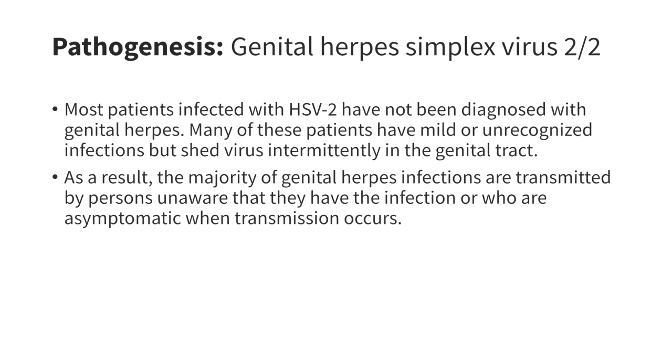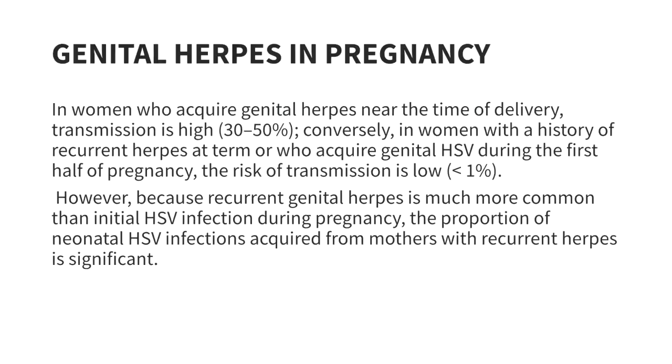Most patients infected with HSV-2 have not been diagnosed with genital herpes. Many of these patients may have mild or unrecognized infections, but they can shed virus intermittently in the genital tract. As a result, the majority of herpes infections are transmitted by persons unaware that they have an infection, or who are asymptomatic at that moment.